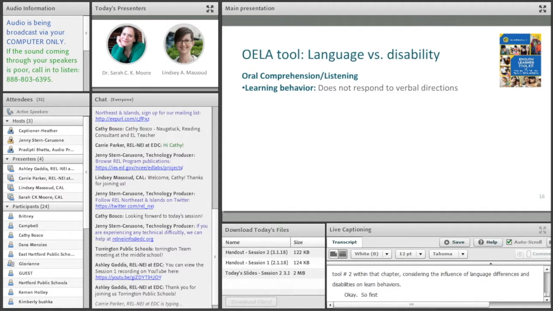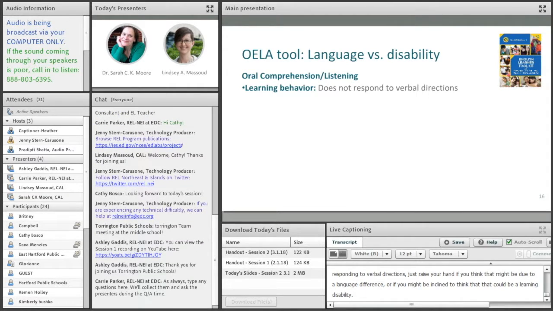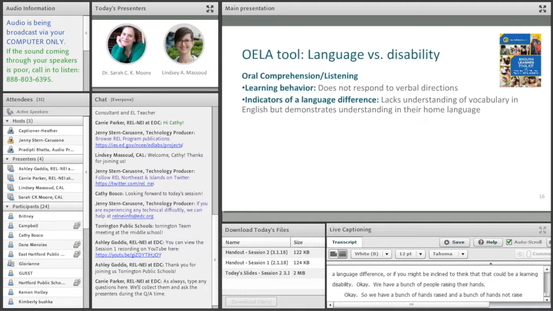Okay, so first, within oral comprehension and listening, if an English learner is not responding to verbal directions, just raise your hand if you think that might be due to a language difference, or if you might be inclined to think that could be a learning disability. We have a bunch of people raising their hands. Okay, so we have a bunch of hands raised and a bunch of hands not raised, so maybe split on this one.